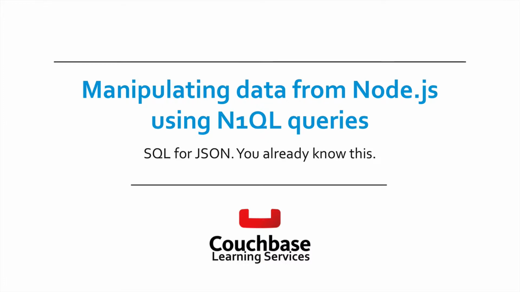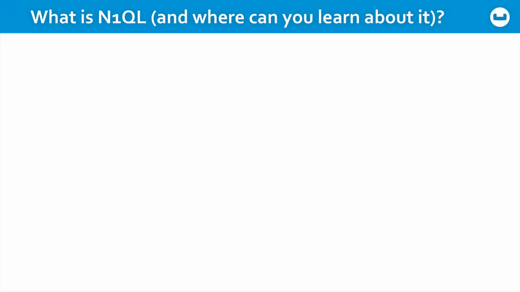As we've said, one of the great things about Couchbase is that not only is it scalable, it's easy. So we're going to take a look at how you manipulate data from Node.js using Nickel queries. Well, Nickel is SQL for JSON. I mean, come on, you already know this. So what is Nickel and where can you learn more about it?